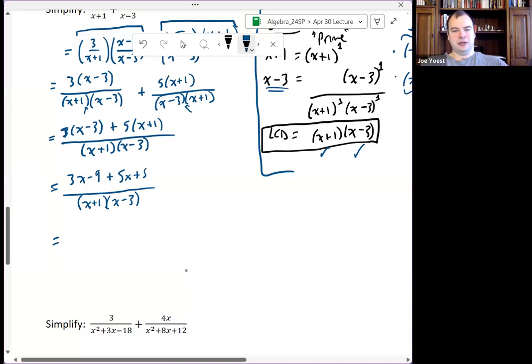Now in my numerator, I'm going to simplify. 3x plus 5x is 8x. I combine like terms. Minus 9 plus 5 is minus 4.